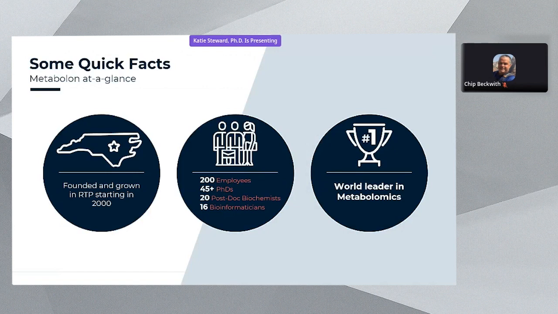So who is Metabolon? What is Metabolon? Metabolon was actually founded in 2000. We're located in the RTP area in North Carolina. We have over 200 employees, which includes over 50 PhDs, I think, at this point. We have a lot of bioinformaticians, a whole sample prep team, and a whole curation team. We really have a strong group of people working on our samples and doing the science and helping you with your research. And all of that really makes us think that we are definitely the leader in metabolomics.